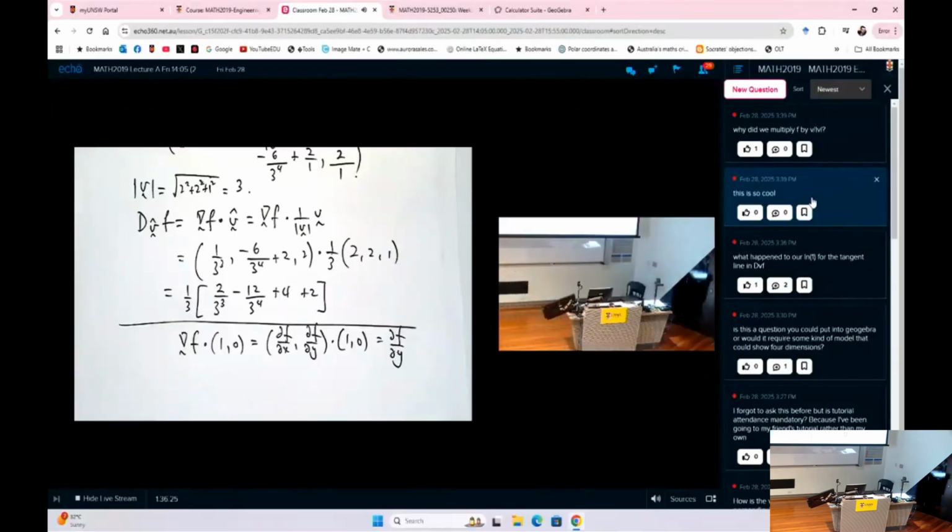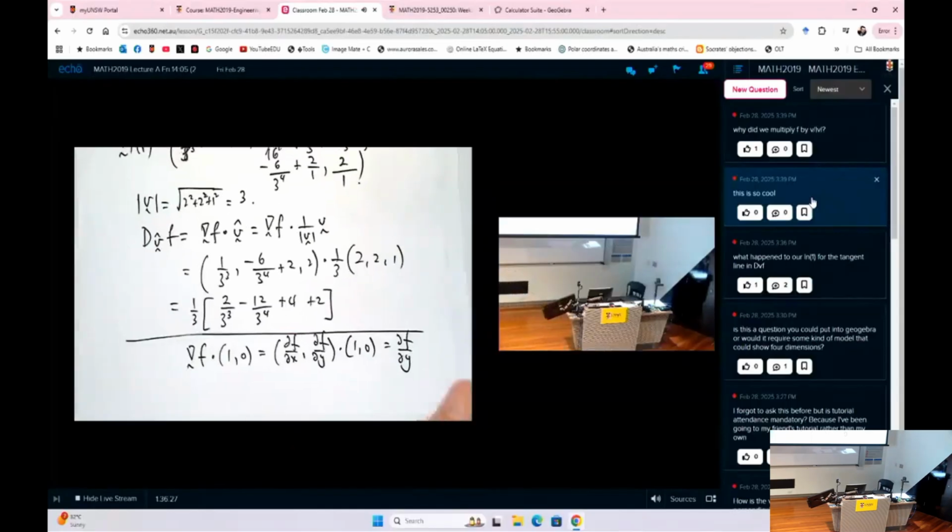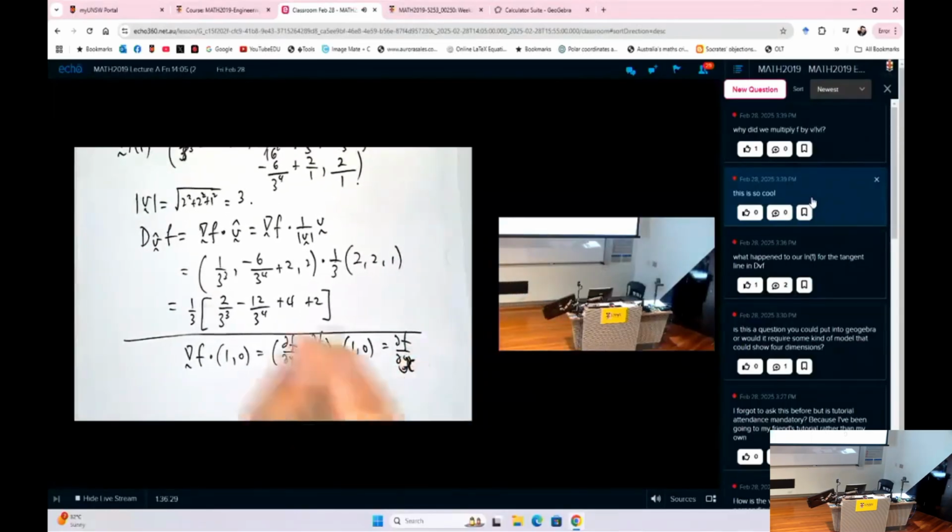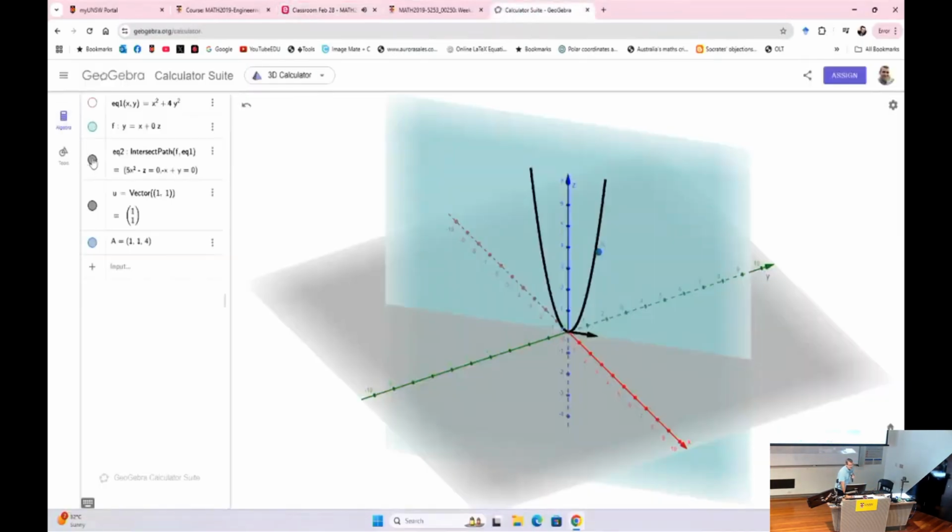Okay, is this a question you could put into GeoGebra, or would it require some kind of model? You could put this question into GeoGebra. I don't think there's a command. Let me show you how I set it up. Because I think pictures are very compelling, right? So let me show you. So I'll just go back one more time.